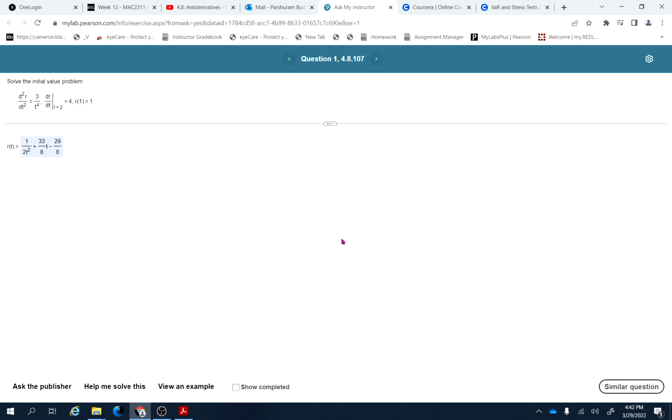Okay, excellent job. So the thing is, you just have to use that antiderivative formula 2 times, and when you use that formula, it gives you 2 different constants. You can find the values of those constants by using these initial conditions, and that's why it's called an initial value problem.